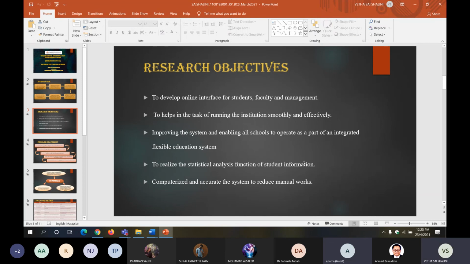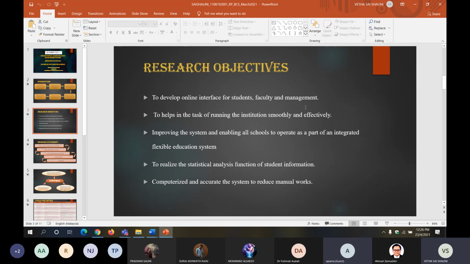your research objectives. To develop an online interface and then a computerized and accurate system to reduce manual works. An online interface or online system automatically reduces manual works. It's just a repeat. And improving the system, enabling, also, I think you really need to rephrase the objectives, Shalini. Maybe you just have a discussion with your supervisor and then rephrase it. Maybe just bring it down to 2 to 3. Okay, Miss.